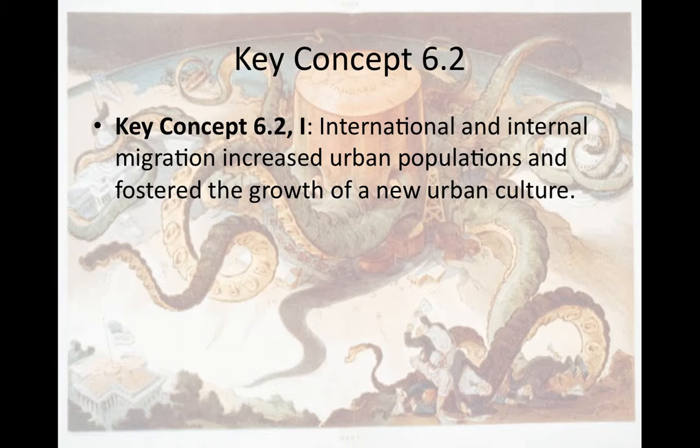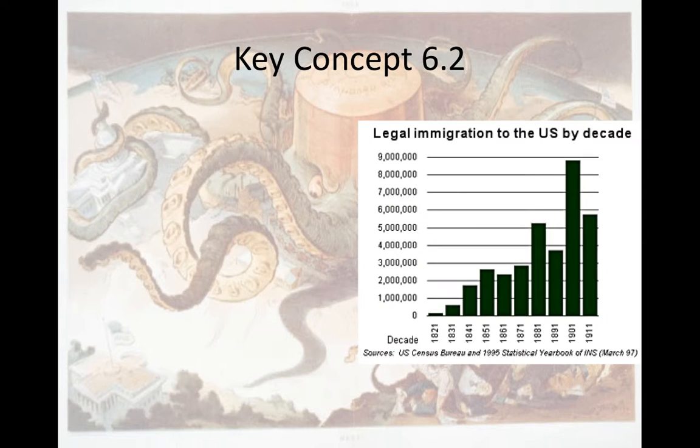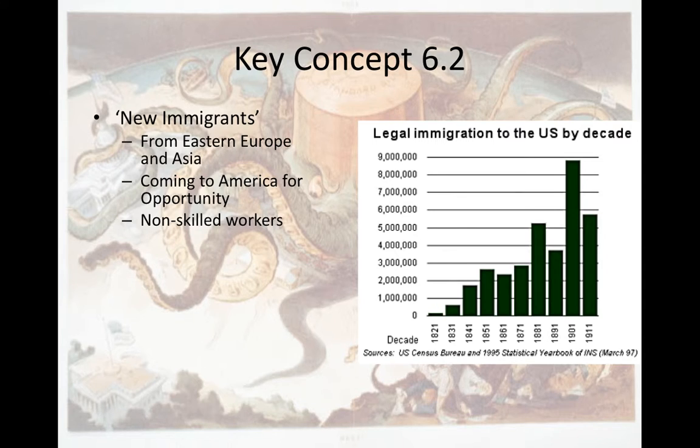Okay, key concept 6.2, Roman numeral 1. International and internal migrations increased urban populations and fostered the growth of a new urban culture. People moved to cities. Here we go. New immigrants were the people who came in large numbers during this time period, mostly from Eastern European countries and Asian countries, so Japan. China towards the earlier part of the Gilded Age, but as you recall, the Chinese Exclusion Act makes it kind of hard for them to come in. But those Eastern Europeans come in large numbers, Lithuania, Poland, Italy, Greece, places like that.